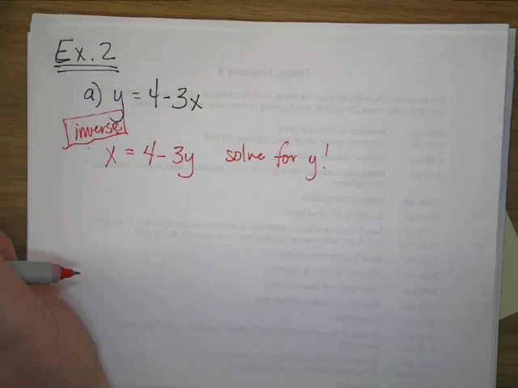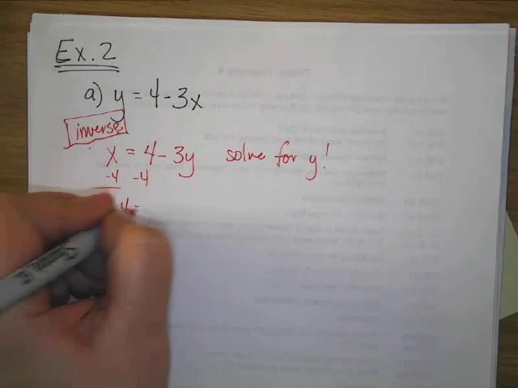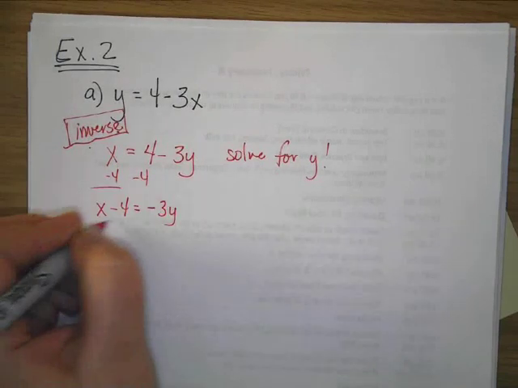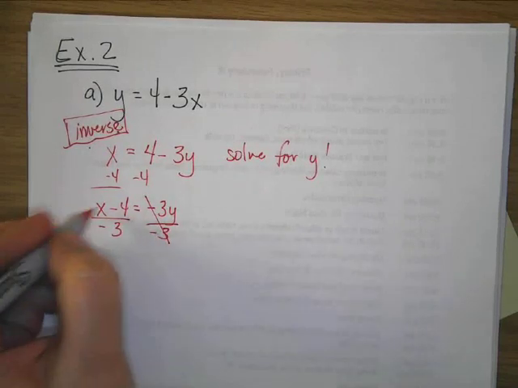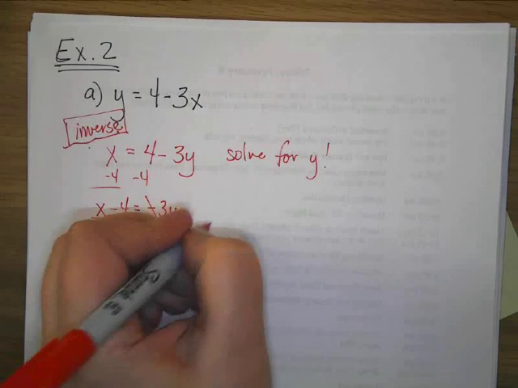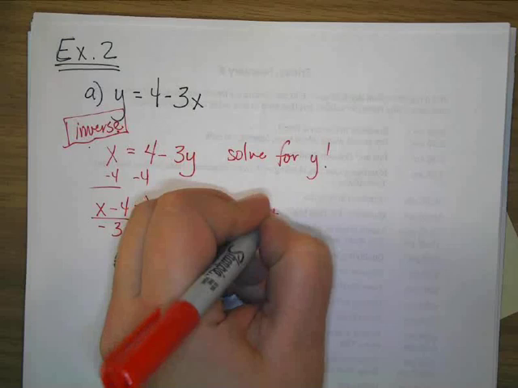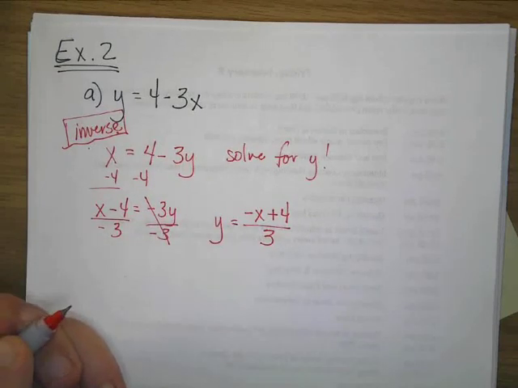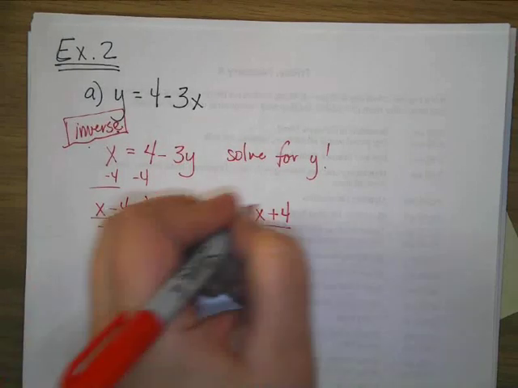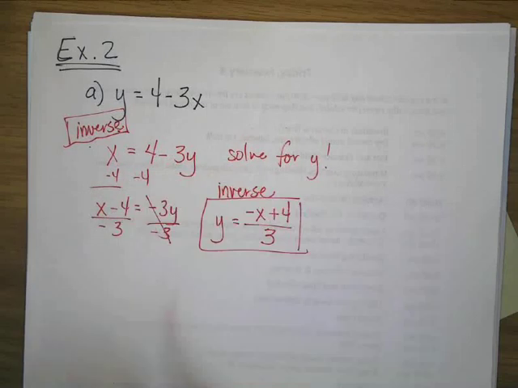Yeah. Solve it. What are we going to do? Minus 4. So x minus 4 equals negative 3y. Then what? We don't like negatives in the bottom. So can I absorb it up top? Yep. So that means my inverse is negative x plus 4 over 3. And this is the inverse. See, it's different.